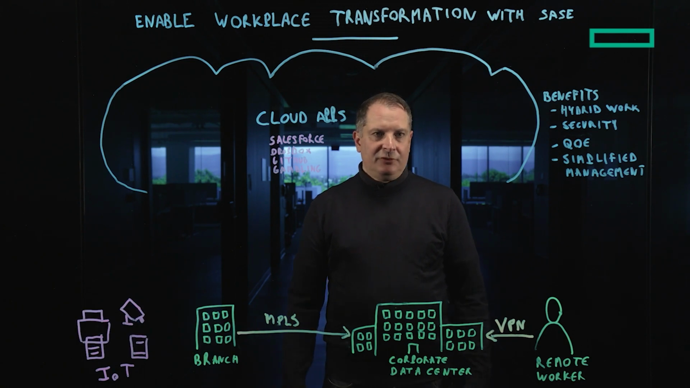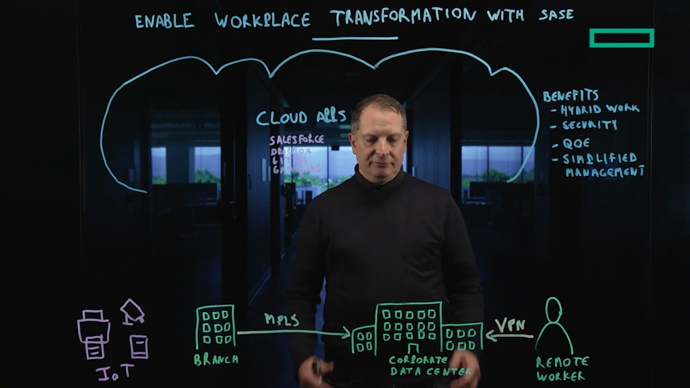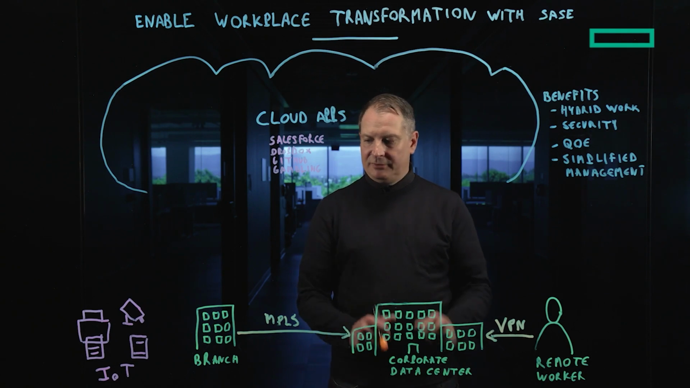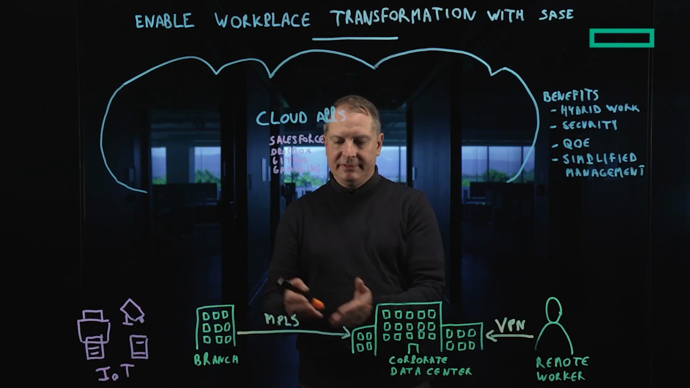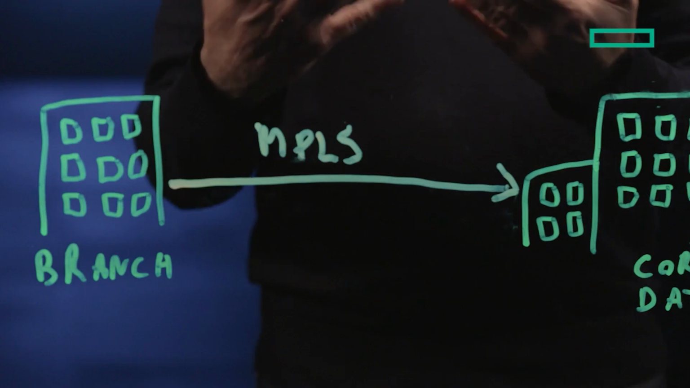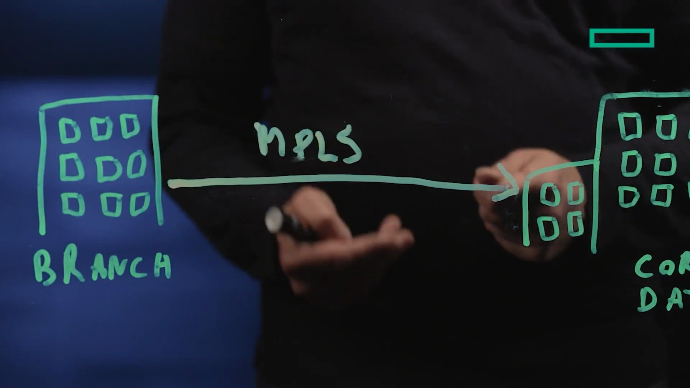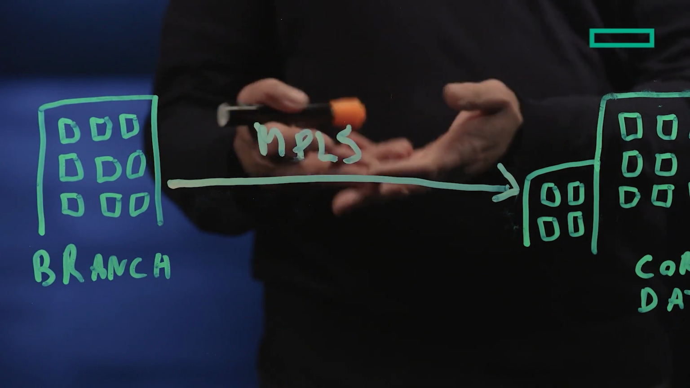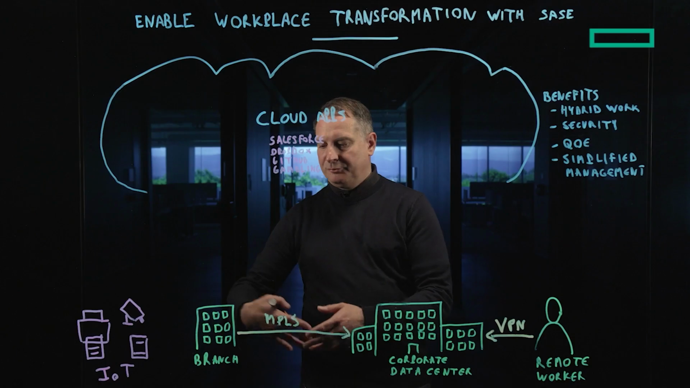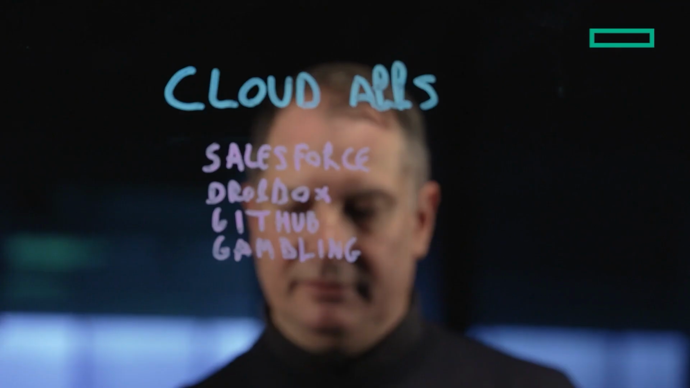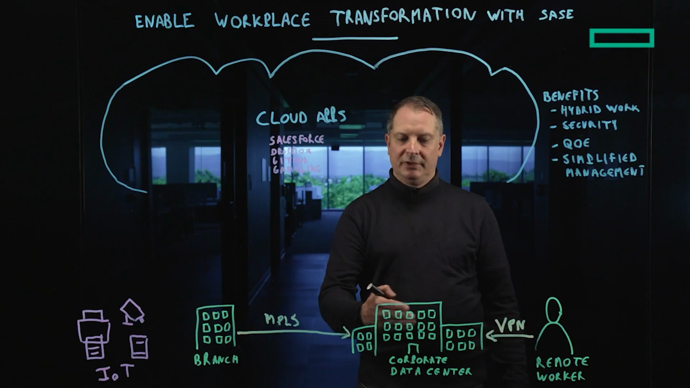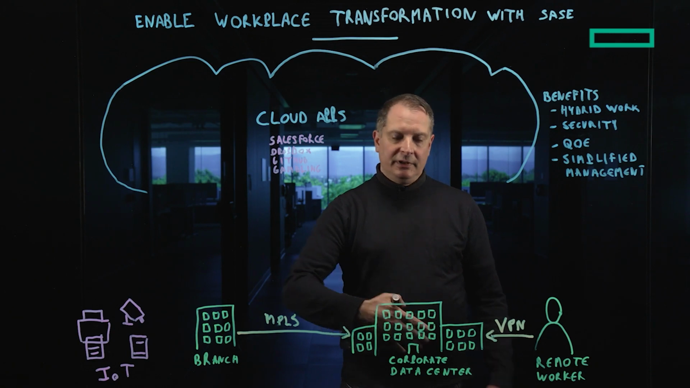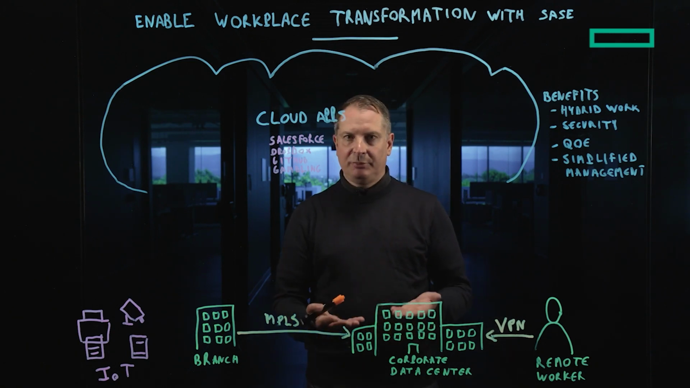So before everything moved to the cloud, applications were in the data center. A branch connected to the data center through a dedicated line such as MPLS. The problem with MPLS: it was costly, the bandwidth was limited, and it was difficult to spin up a new branch. If a user wanted to connect to a cloud application, the traffic needed to be backhauled to the data center, which of course impacted application performance.